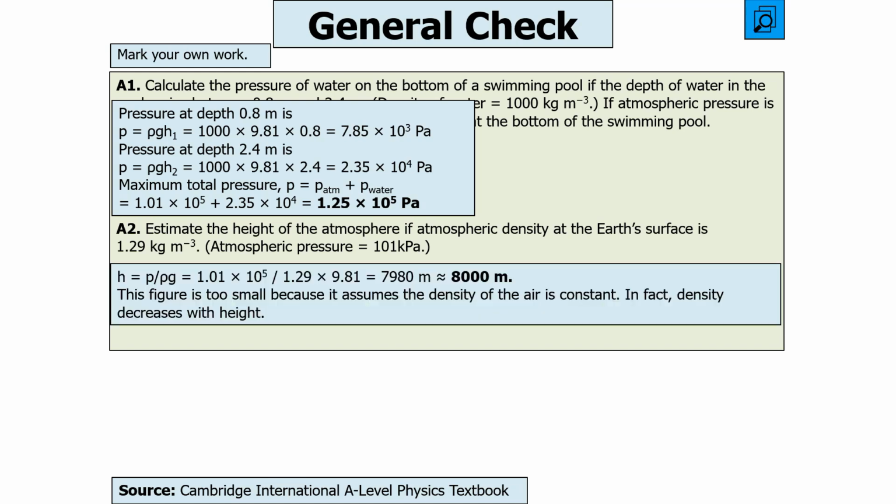So we can say P equals rho g h, so h equals P over rho g. Pop in all the values. We've got the pressure, we've got the density, we've got the strength of gravity. So we get 7,980 meters. But this value is actually a little bit too small because it assumes the density of air is constant, when in fact the density of air will decrease with height.